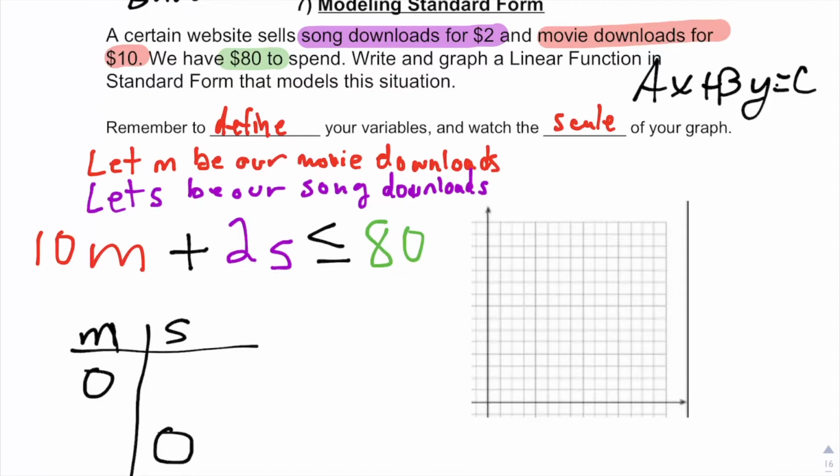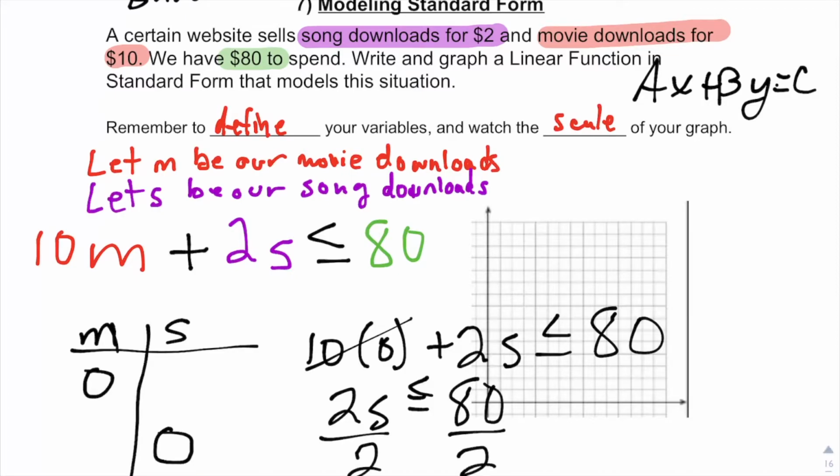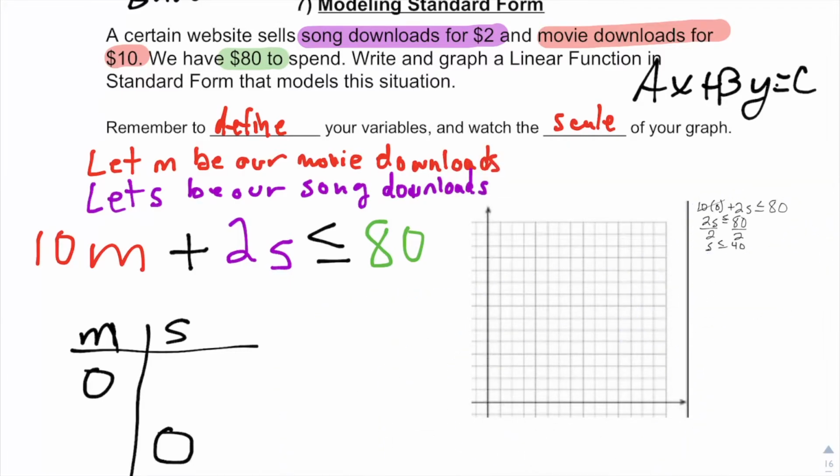If I plug 0 in for m, 10 times 0 is 0, so that just goes away. So I get 2s is less than or equal to 80, and then I divide both sides by 2, and I get s is less than or equal to 40. I'm going to shrink that for us. So when m is 0, s is 40.